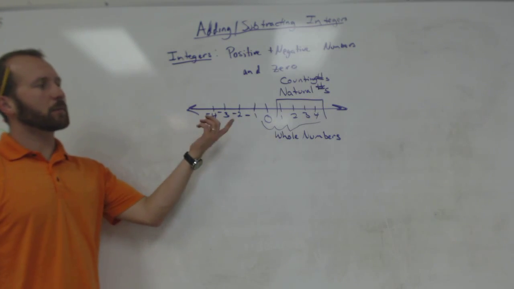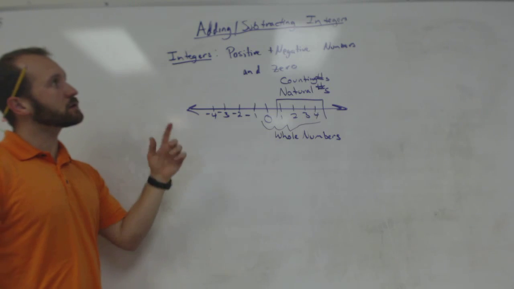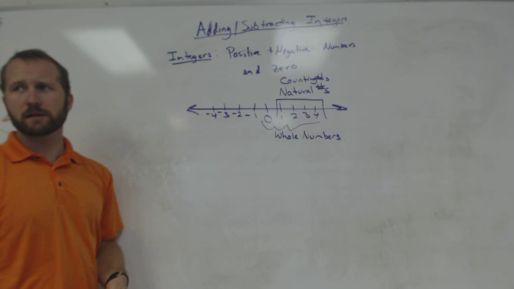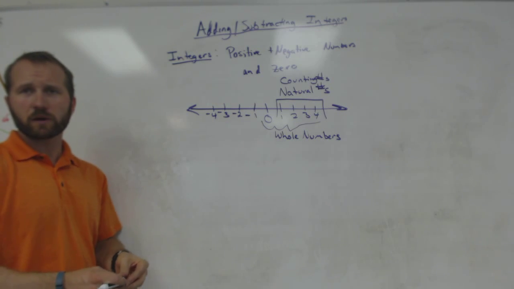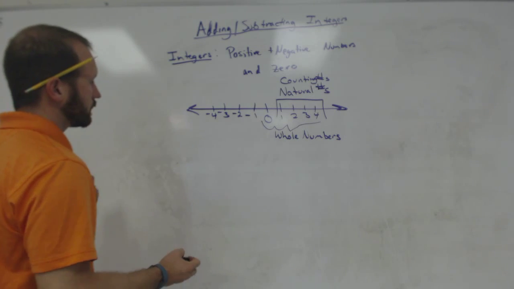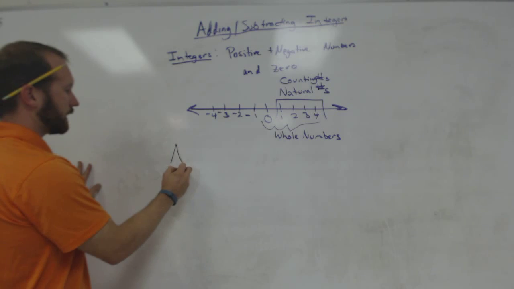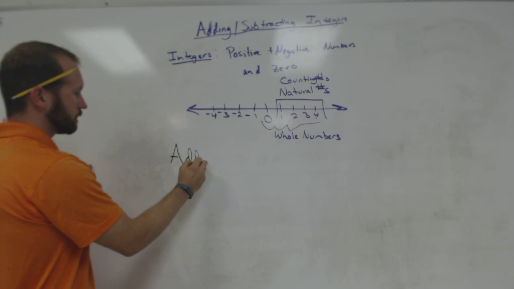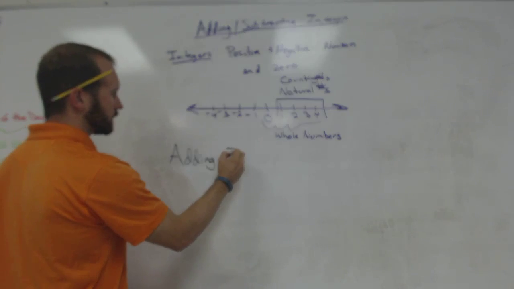So that's what integers are, positive and negative numbers. Now what gets tricky with adding and subtracting these is they can either work together or they can work against each other. So I want to first just talk about adding integers.